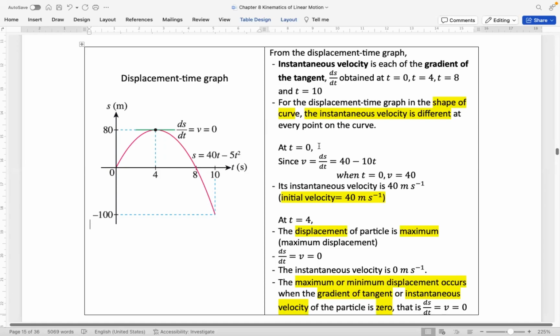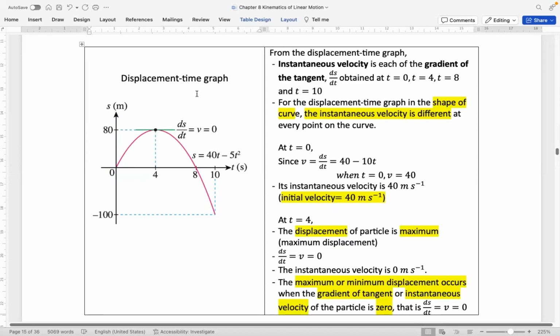Okay, next, let's check t equals 0. If you want to get the answer for velocity, this is the displacement equation. So if I want to identify velocity, I have to do differentiation. Differentiate 40t, answer 40. Differentiate negative 5t squared, answer negative 10t. To find the initial velocity, I substitute t equals 0 into this equation. I have v equals 40. That means the initial velocity is 40.